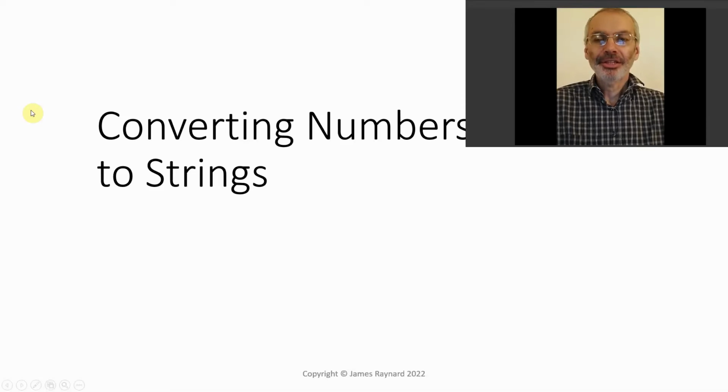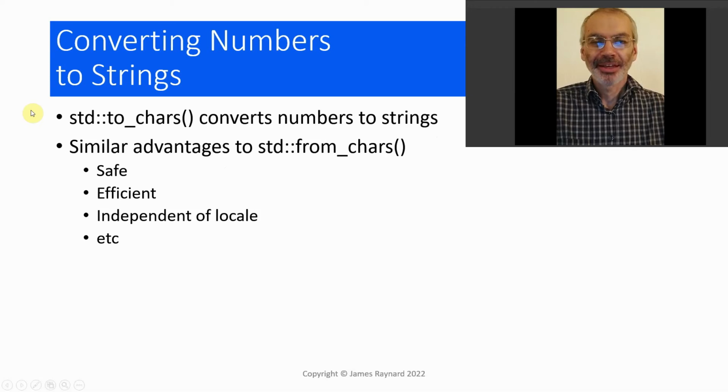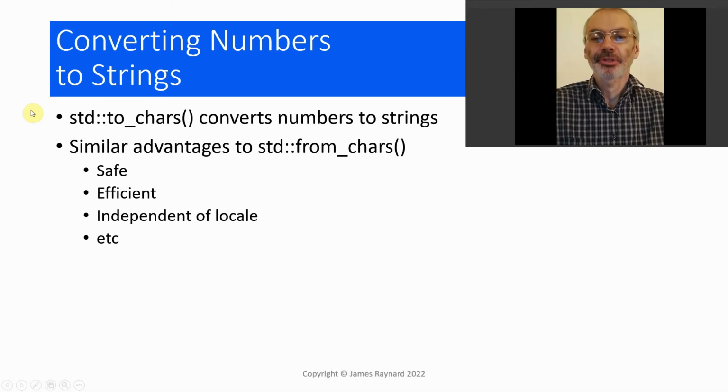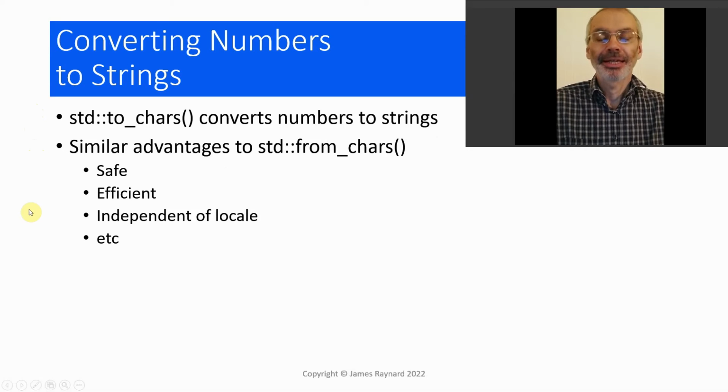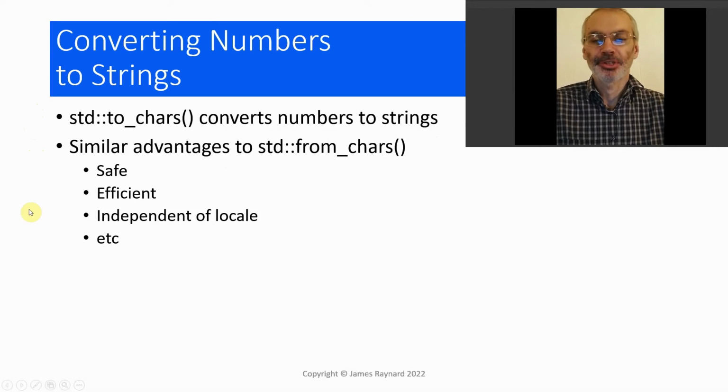Hello again. In this video we're going to look at converting numbers to strings. In the last video we learned how to use from-chars to convert strings to numbers, and now we're going to go in the opposite direction. This toChars function has similar advantages to from-chars. It's safe, it's efficient, it does not do any locale processing, it does not allocate memory or throw exceptions, and so on.